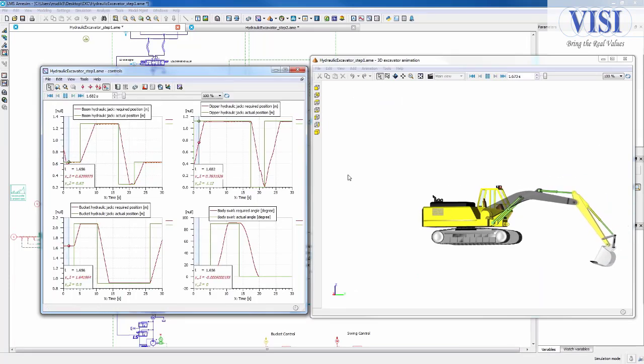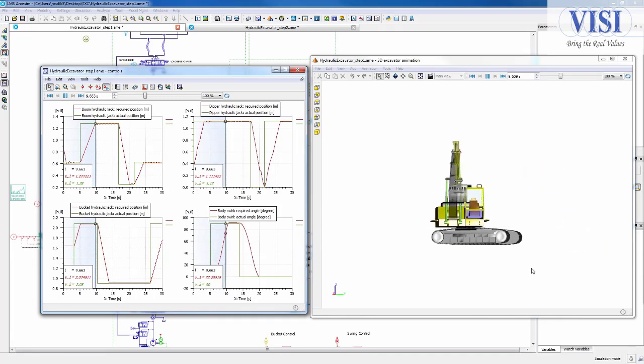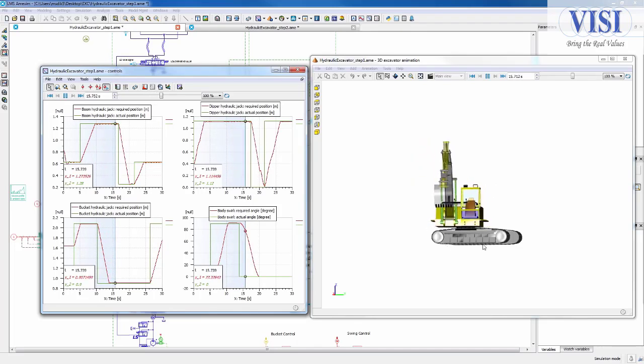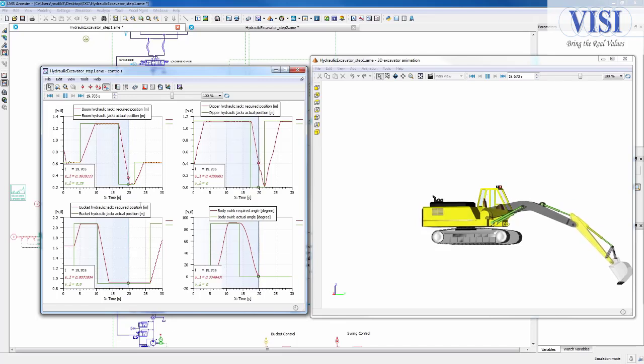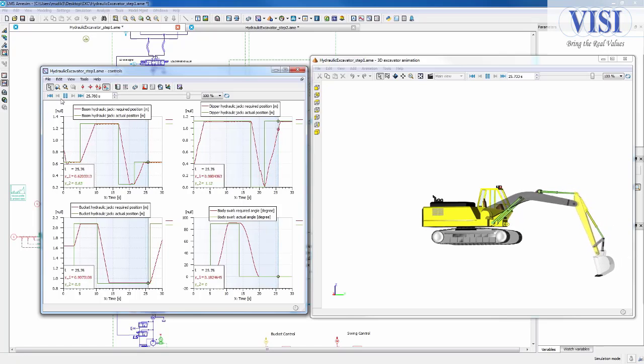So here we see the working scenario, including the digging phase. Then the boom is raising. At the same time, the turret rotates. So we release the bucket inside the truck and we come back to the initial position. In order to perform this cycle, it takes, let's say, 20 seconds of working cycle time.